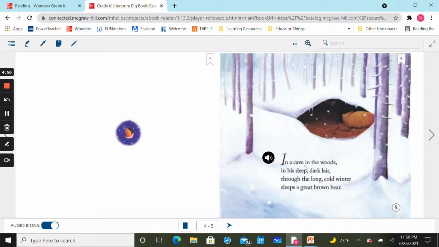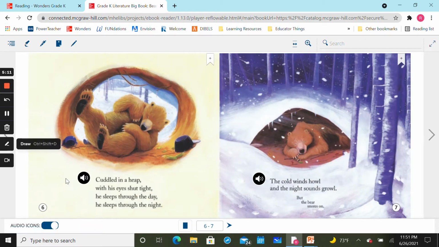In a cave in the woods, in his deep, dark lair, through the long winter, through the long cold winter, sleeps a great brown bear. Cuddled in a heap, with his eyes shut tight, he sleeps through the day. He sleeps through the night. The cold winds howl, and the night sounds growl, but the bear snores on.